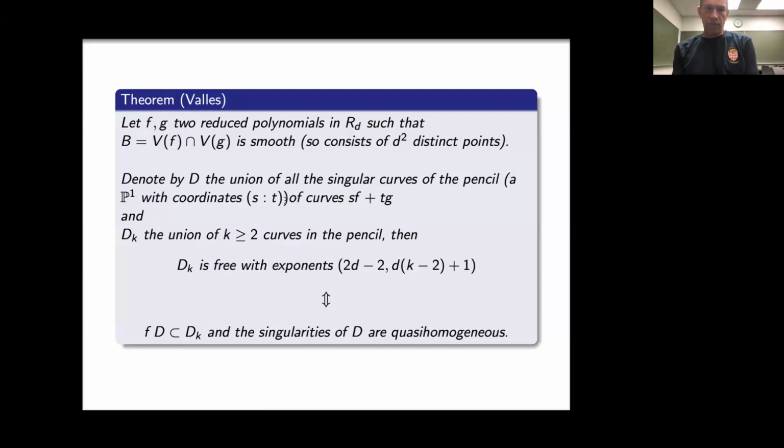So if we take a pair of reduced polynomials and look at their intersection, this is a complete intersection. I have d squared distinct points. I take 2 homogeneous polynomials in 3 variables such that they're a complete intersection. I have not just a complete intersection, but a reduced complete intersection. So I have d squared distinct points.